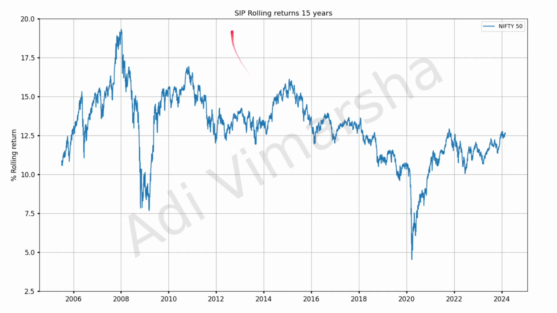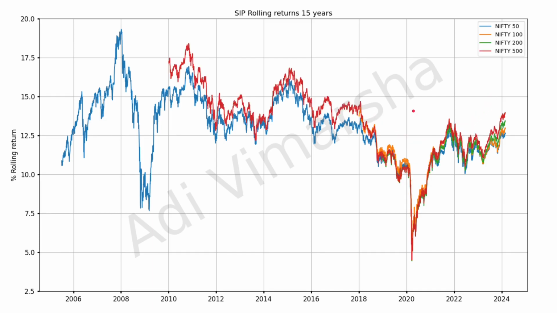Now if you plot 15 years SIP rolling returns for Nifty 50, and now let's overlap other indices on this plot. Orange is Nifty 100, green is Nifty 200, and red one is Nifty 500. So if you see, more or less all these four indices follow the Nifty 50 path only. There is no considerable variation, and only in the case of Nifty 500 we see some deviation from Nifty 50.